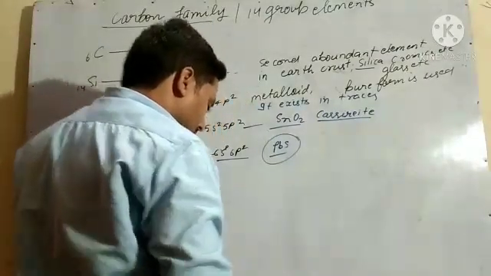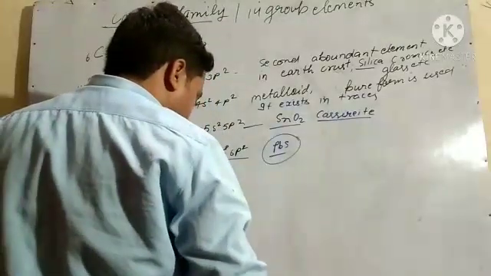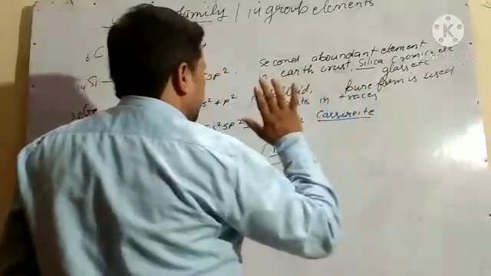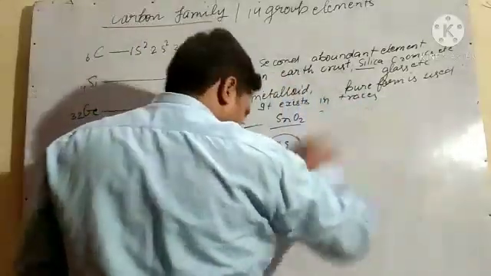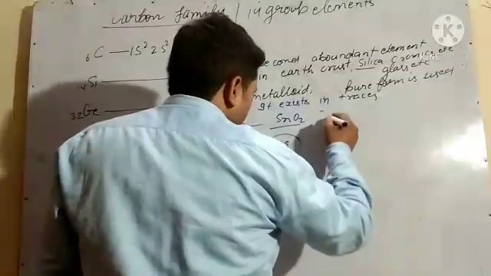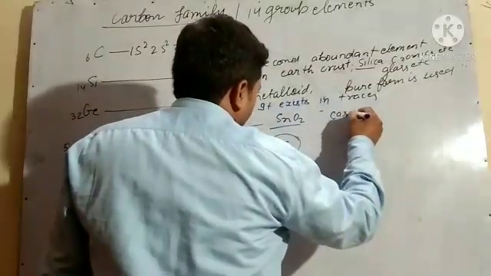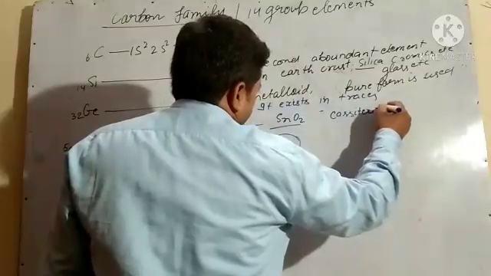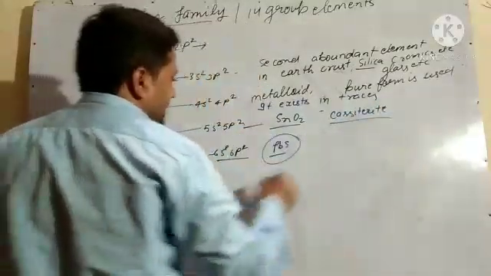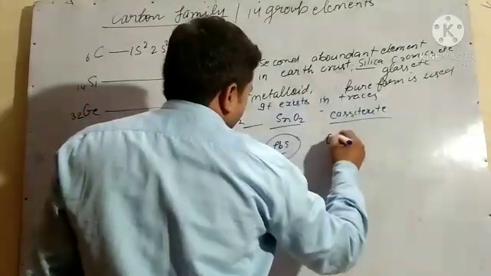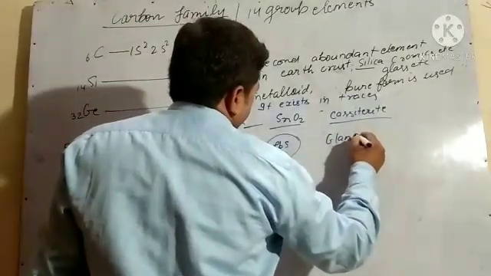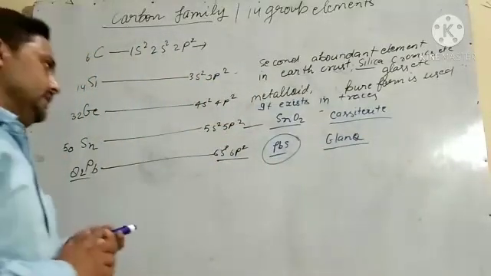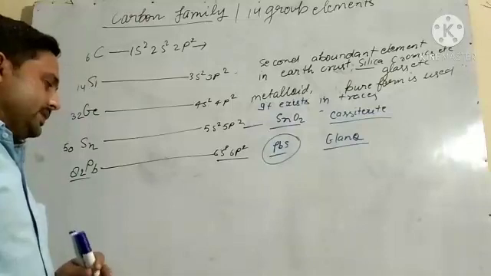Okay, and if you see, cassiterite is where tin exists. That is galena, PbS. Okay students, so like this we have to remember it. We have to learn like this. Let us move to other properties.